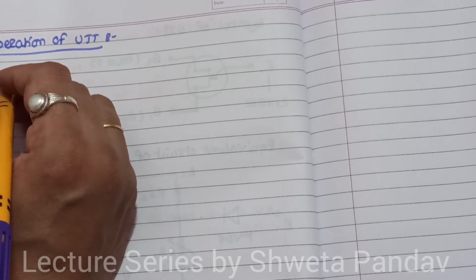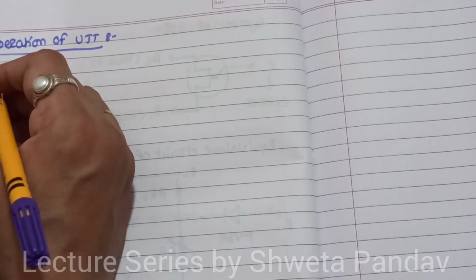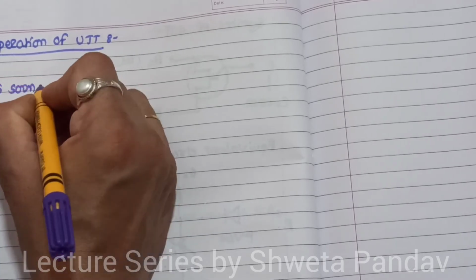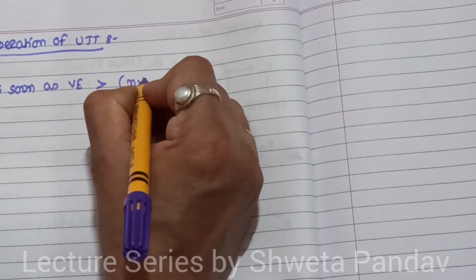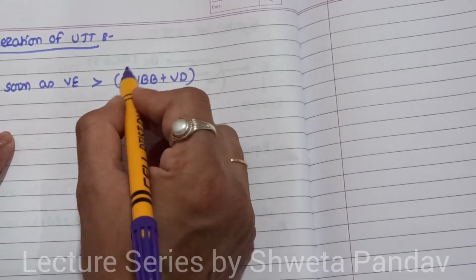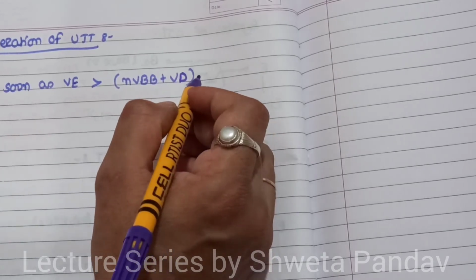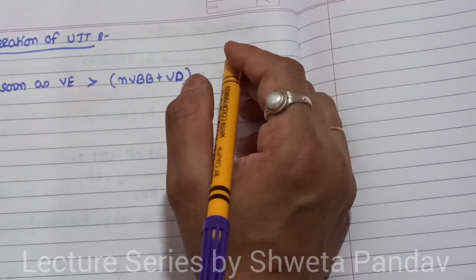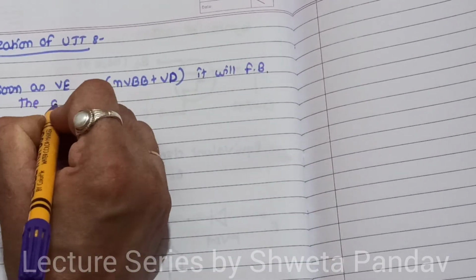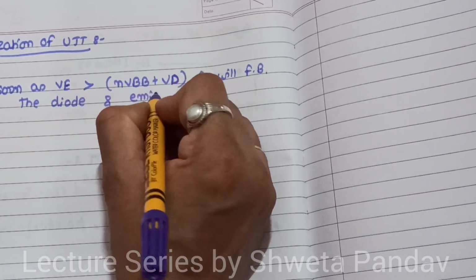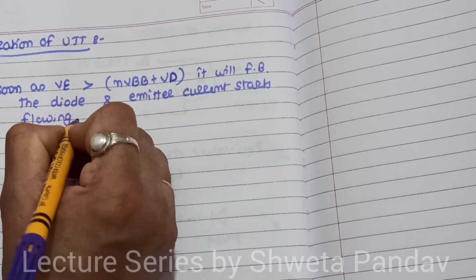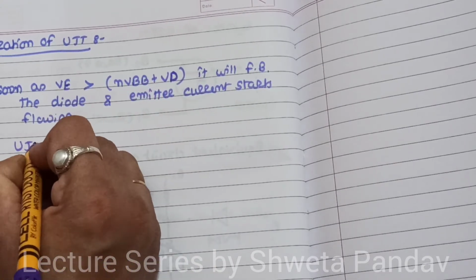Now as we go on increasing the emitter voltage, as soon as the emitter voltage is greater than the value of eta VBB plus VD, that is, whenever the emitter voltage crosses the voltage across the RB1 resistance plus the voltage across the diode, at that time it will forward bias the diode, and emitter current starts flowing. In other terms, UJT is turned on.